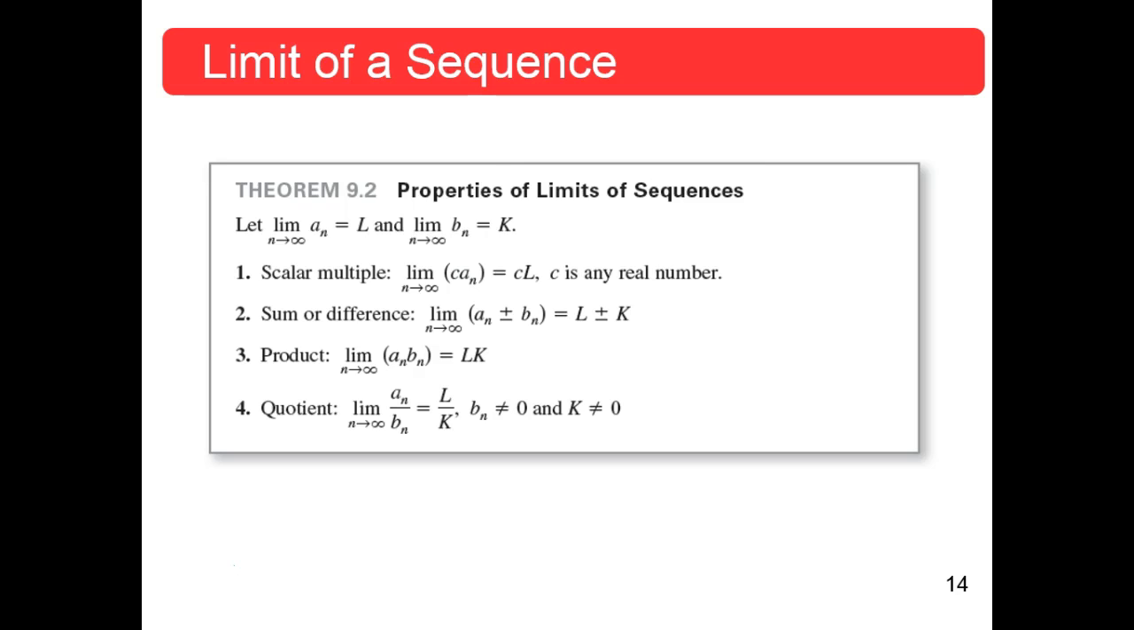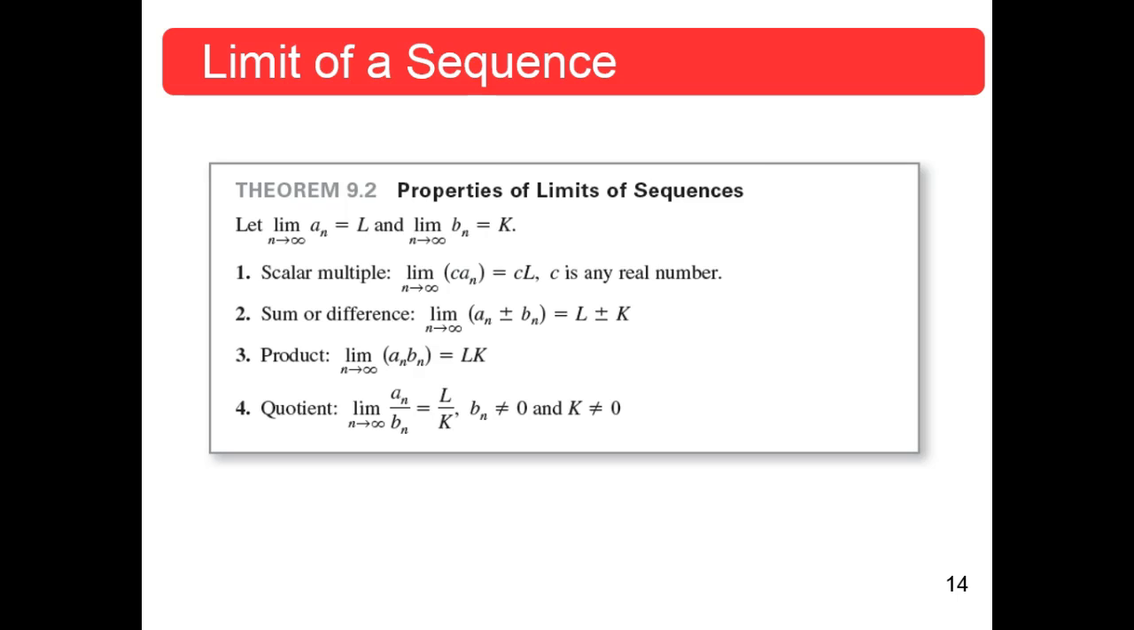So, stop right there and say, here's Theorem 9.2, Properties of Limits of Sequences. Let the limit as n approaches infinity of a sub n equal L, and the limit as n approaches infinity of b sub n equal K. So you're telling us this one has a limit, that one has a limit. This is the limit for a, this is the limit for b. Okay? Scalar multiplication. The limit as n approaches infinity of c times a sub n, you pull the c outside the limit. That would leave you c times L, for any real number c.